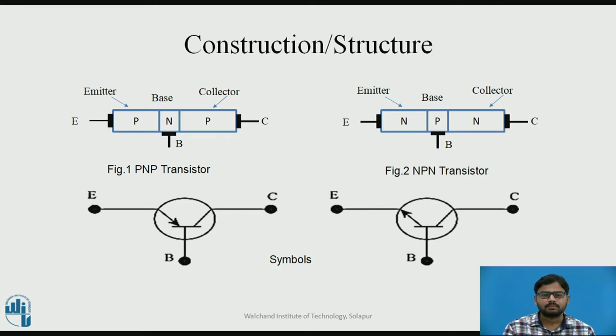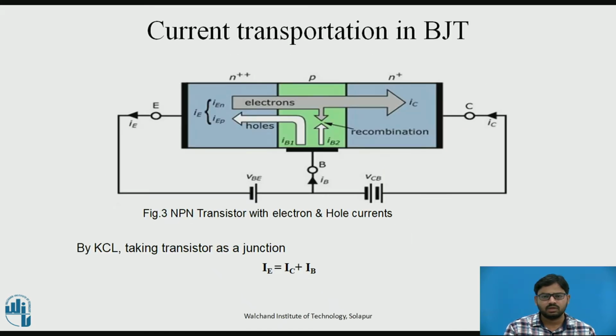Why? Think about it. The answer is that in the NPN transistor, the current is because of electrons, and electrons have higher mobility than holes. And this is called a bipolar junction transistor because current flows due to both the electrons and the holes.